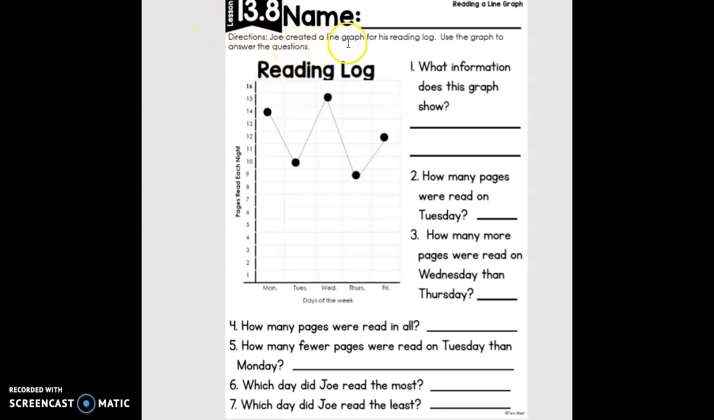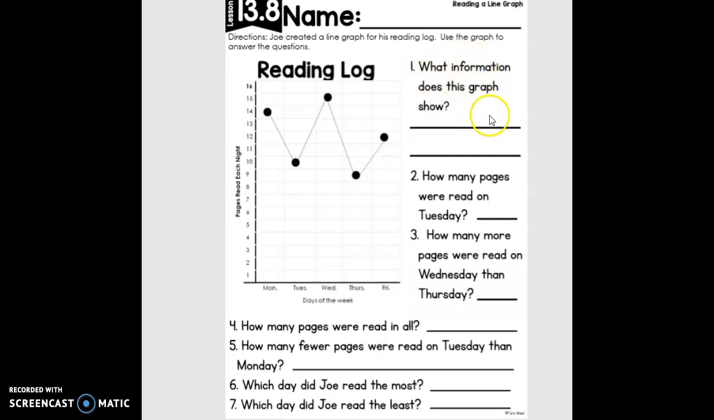Directions. Joe created a line graph for his reading log. Use the graph to answer the questions. Here's the graph for the reading log. Over here are the pages read each night. Down here are the days of the week.